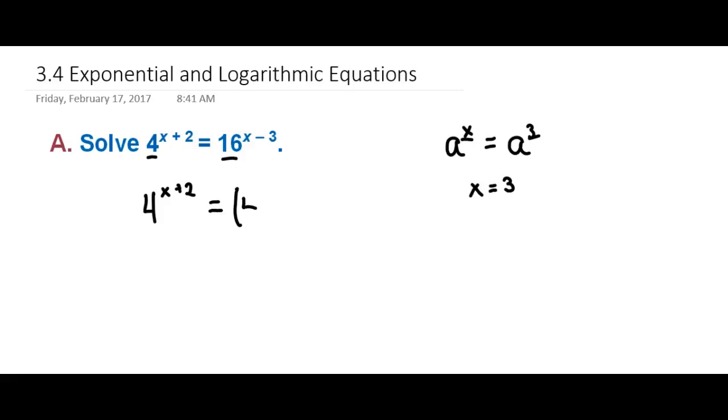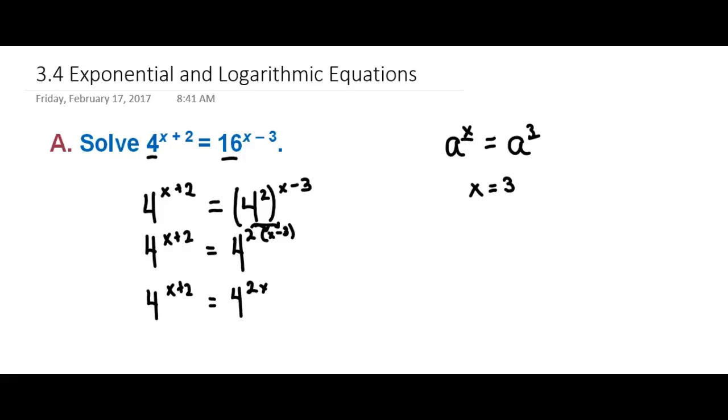And we know that 16 is 4 squared. So now we're trying to get that in the same base. And that's still to the x minus 3 power. So now, remember, if I am taking a power to a power, I multiply the two exponents. So I still have 4 to the x plus 2 power. But now I'm going to multiply 2 times x minus 3, and that's going to create a distribution problem, essentially. And I have 4 to the x plus 2 is equal to 4 to the 2x minus 6.